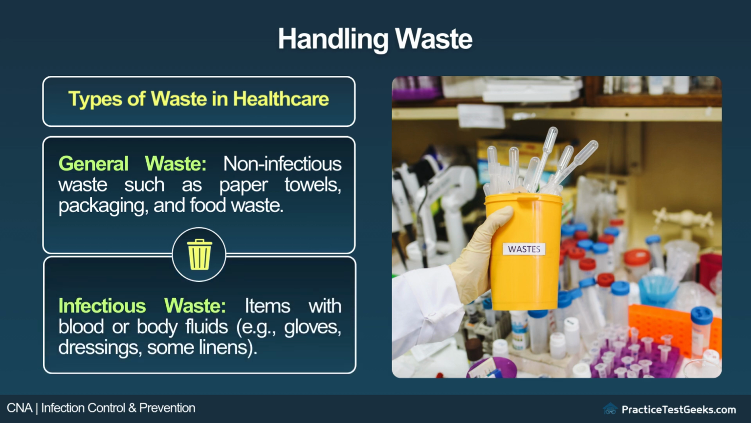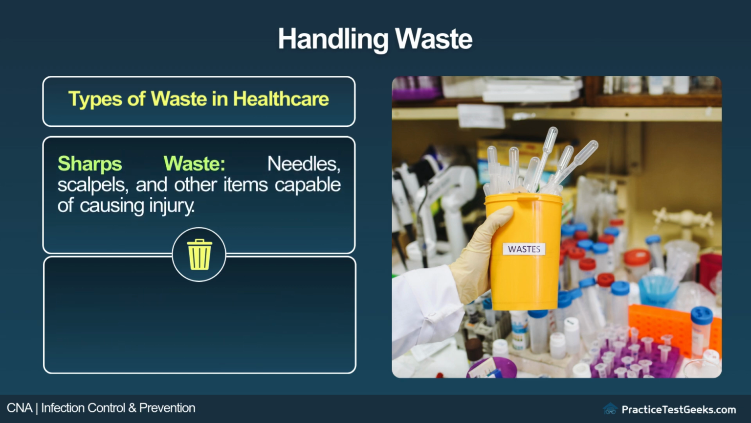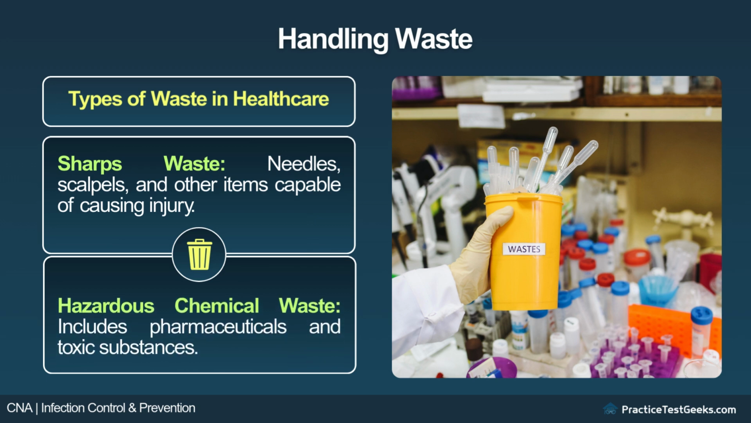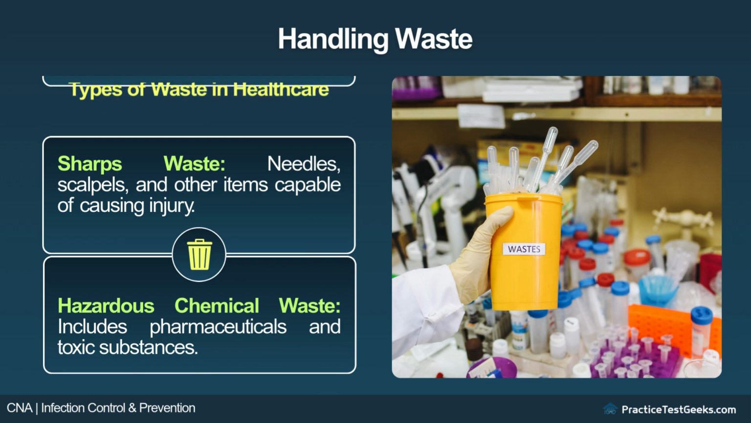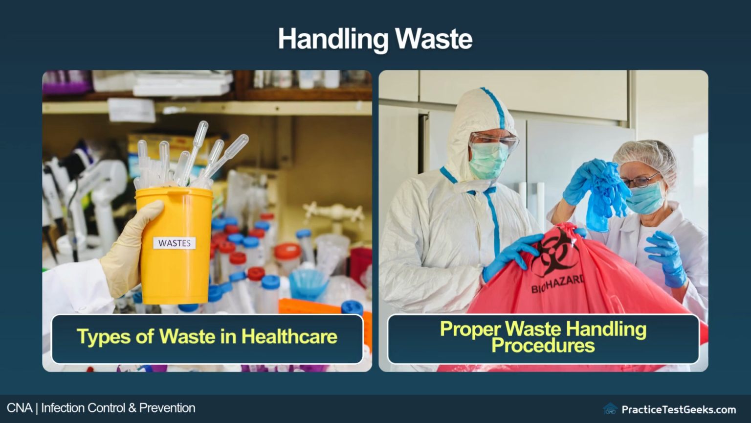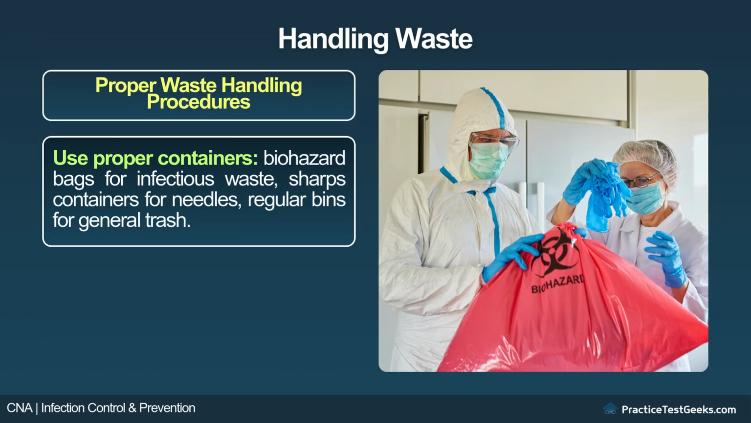Infectious waste. Biohazardous waste. Materials contaminated with blood or body fluids, such as gloves, dressings, and certain linens. Sharps waste. Needles, scalpels, and other items capable of causing injury. Hazardous chemical waste includes pharmaceuticals and toxic substances. Proper waste handling procedures. First, always use designated containers. Place infectious waste in biohazard bags, sharps in puncture-proof containers, and general trash in regular bins.